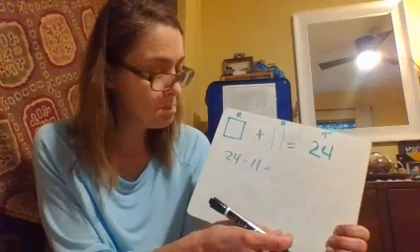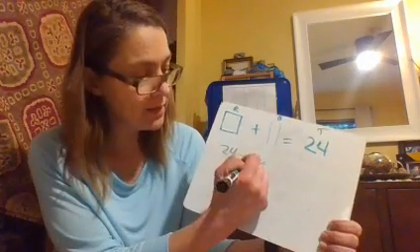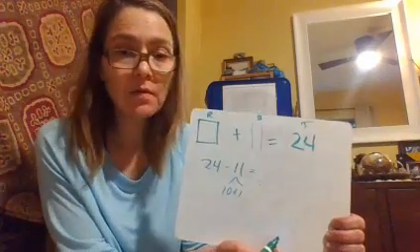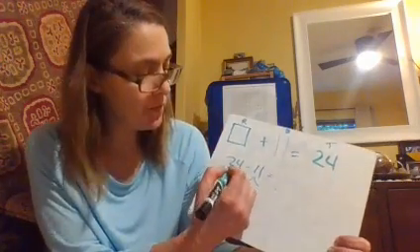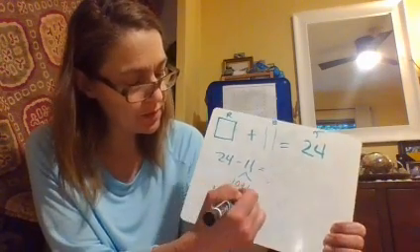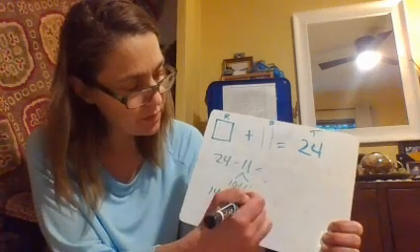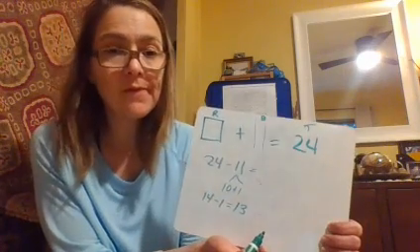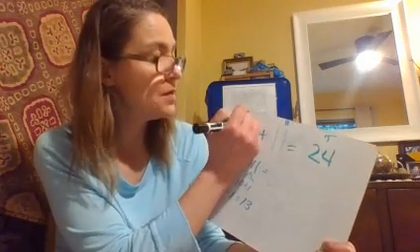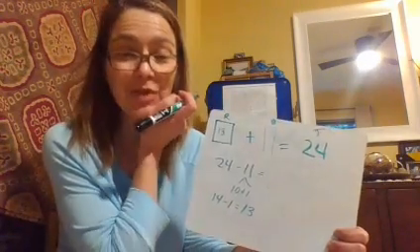Okay. So if you're going to subtract, I'm going to go ahead and do my favorite strategy: break apart numbers. 24 minus 10 equals 14. 14 minus 1 equals 13. Okay, so I'm thinking that 13 might be the answer, but I'm going to double check.